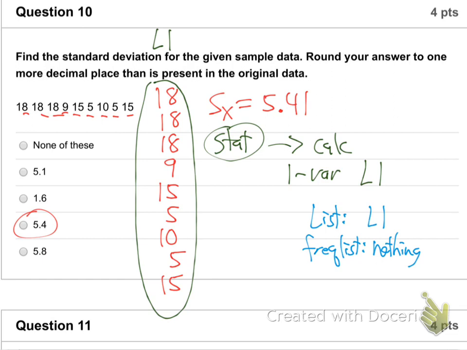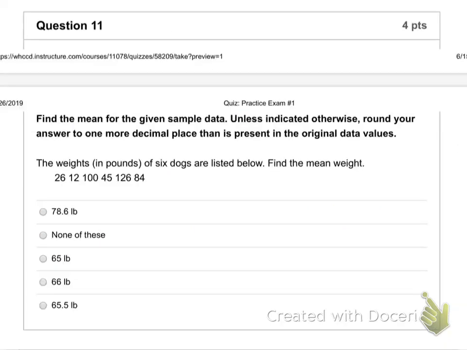So when you just have one list, just make sure you don't have anything in the second slot, just L1, or just hit enter. But again, nothing in the second slot, right? So you getting that okay? 5.41, standard deviation. Okay, so number 11.